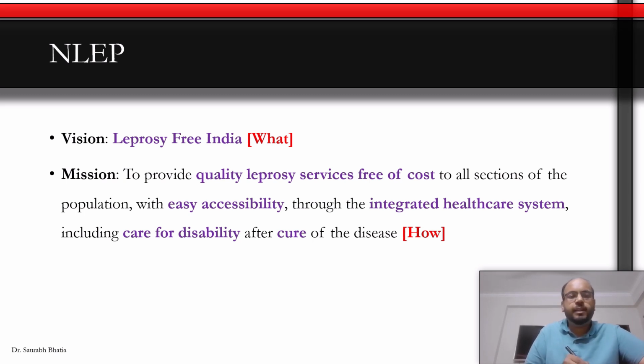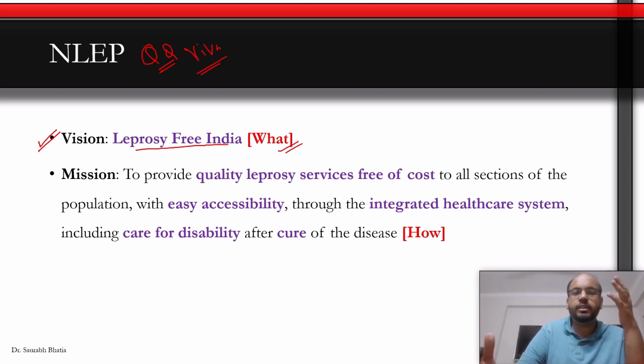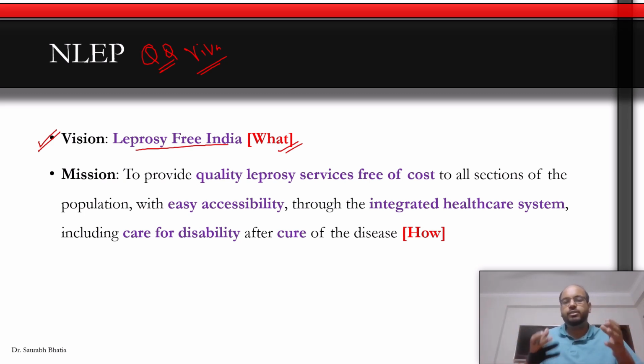The vision of NLEP. Now, these are very important questions. At least in viva, you can be asked, what is the vision of the National Leprosy Eradication Program? Vision is a leprosy-free India. It is the what of the program. What is the target? What is the end goal? What is the end point that the target has to achieve? After that target is achieved, the program will be stopped. The end point is a leprosy-free India. Zero leprosy in our country.